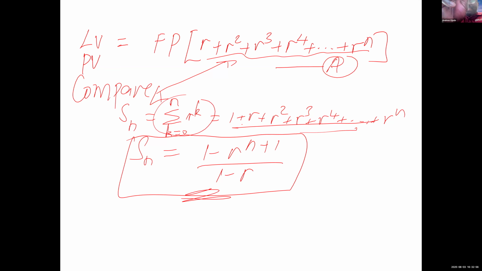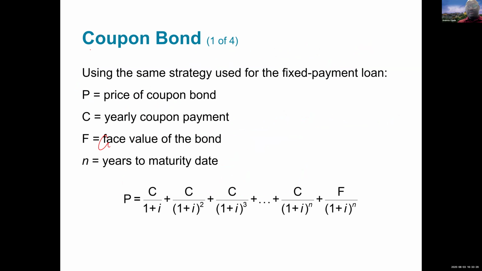Now, I want you to compare this series here with this series. This one here starts from 1. This starts from r, because this is a fixed payment loan. When you take a loan from a bank, your first payment is not immediate. It starts 1 period after you take the loan. That's why we're starting at r here, not at 1. So we are losing 1 from this formula, which means we can recover that 1.